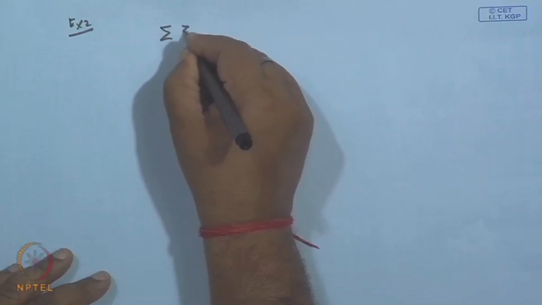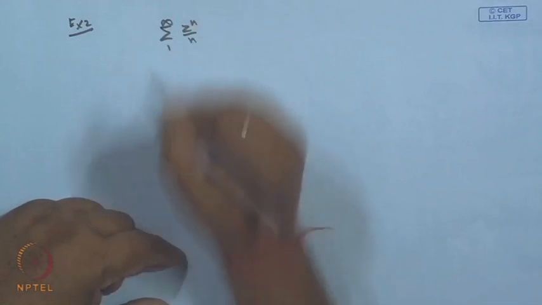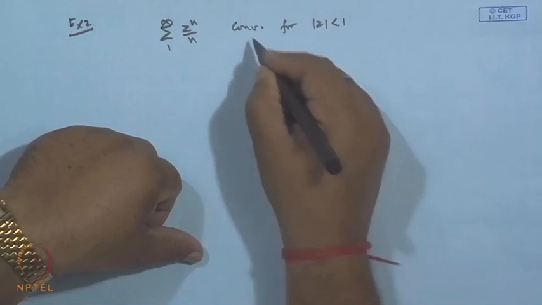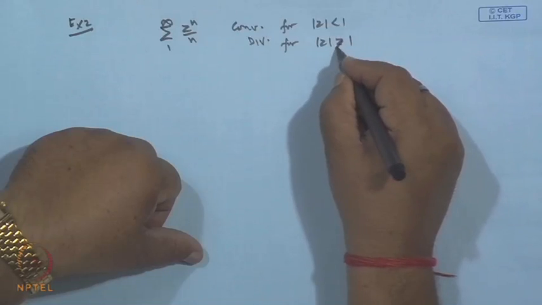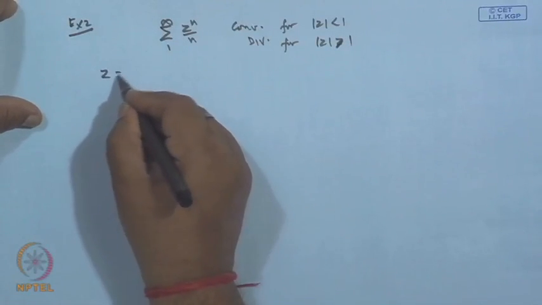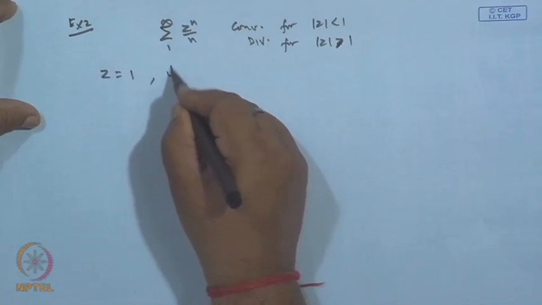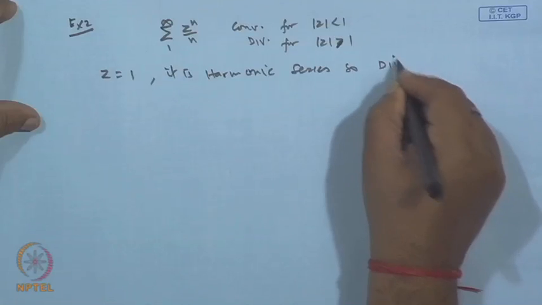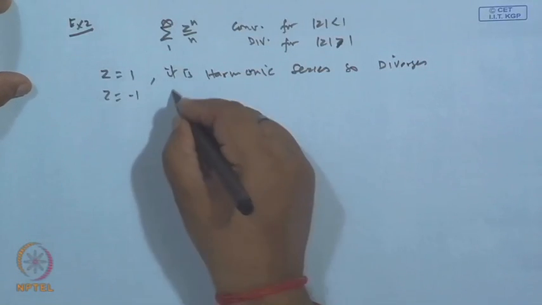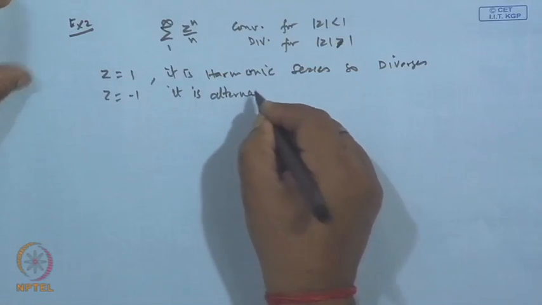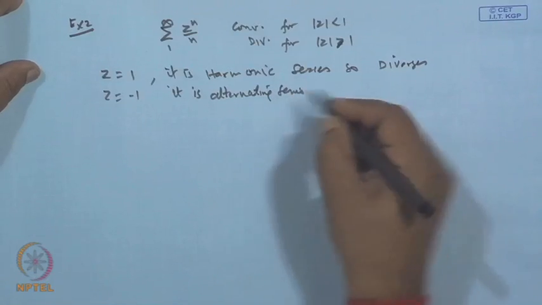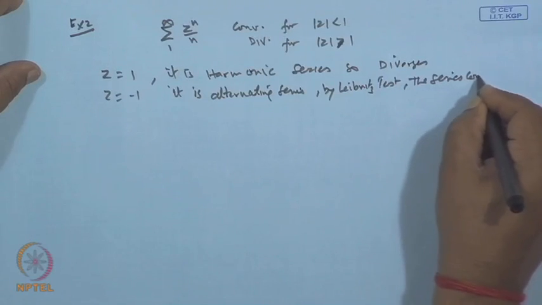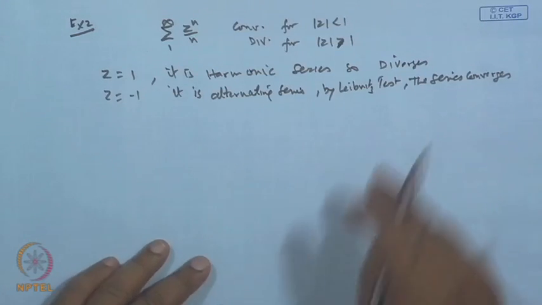Choose z to the power n by n, 1 to infinity. Now, if you look this way, then obviously this series converges for all |z| less than 1, and diverges for all z satisfying |z| greater than 1. When z is equal to 1, it is the harmonic series, so it diverges, while z equal to minus 1 gives an alternating series. So, by the Leibniz test, the series converges.